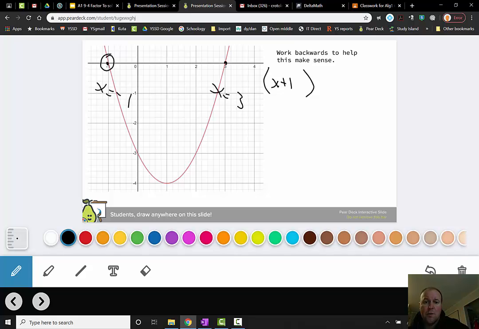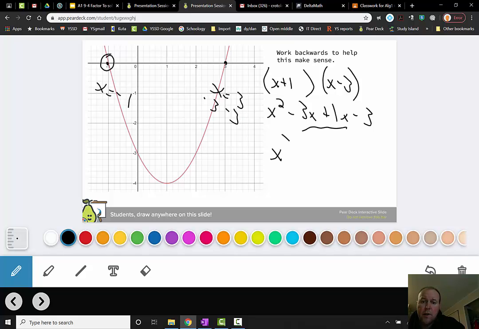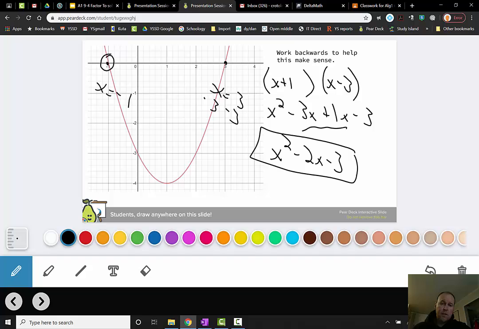To move this over, I'm going to subtract 3. So x minus 3 gives us the factor. So how does this work? So then we FOIL it back together, and that means this parabola in red here is actually made from x squared minus 3x plus 1x minus 3. We got like terms, so x squared minus 2x minus 3 is actually what we're looking at. So that's how we can work backwards, just to make sense of solutions and x-intercepts that we're making.